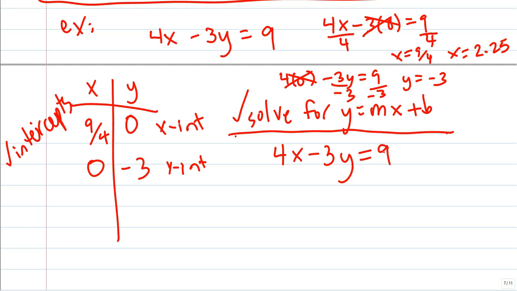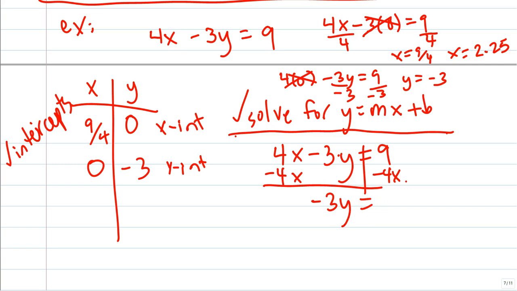Basically solve for y. How do I solve for y? Well, inverse operations. Y is being multiplied by a negative 3, and it is being added to a 4x. So PEMDAS backwards, we move the 4x first. Beware, 9 minus 4x is not 5 of anything, right? Those are not like terms.